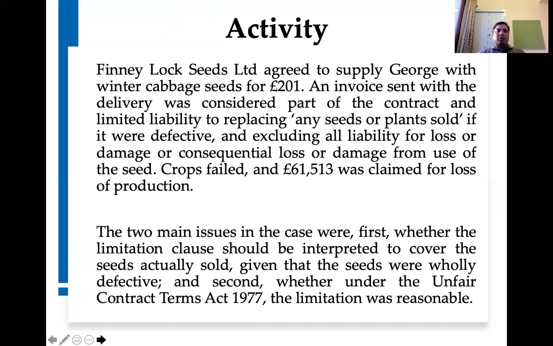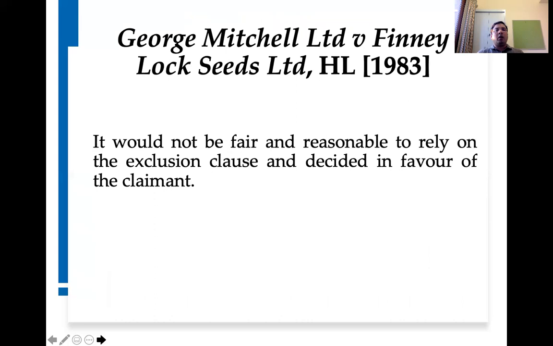The two main issues in the case were, first, whether the limitation clause should be interpreted to cover the seed actually sold, given that the seeds were wholly defective. And second, whether under the Unfair Contract Terms Act 1977, the limitation was reasonable. The court held it would not be fair and reasonable to rely on the exclusion clause and decided in favor of the claimant.